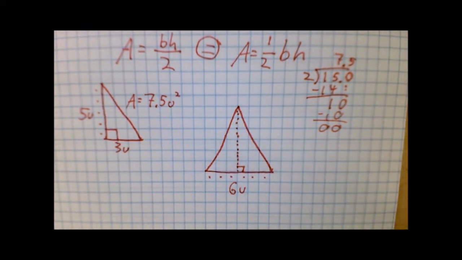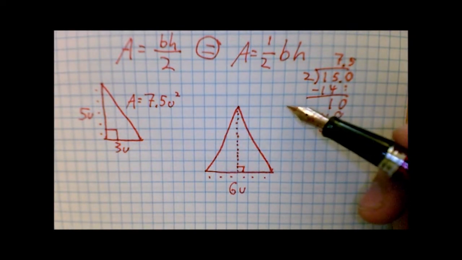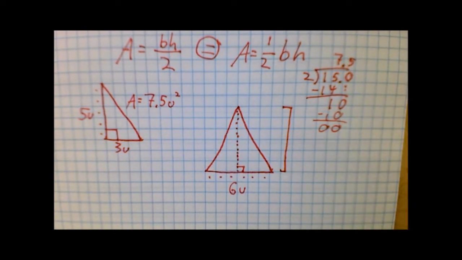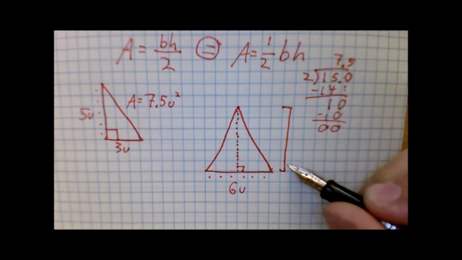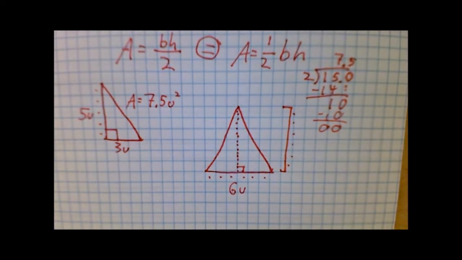tall. Or, using that same method, you can draw a line on the outside of it. And I'm just going to indicate this line right here, and then count how tall that line is, seeing as the line is exactly as tall as the triangle. 1, 2, 3, 4, 5. Once again, it is 6 units.